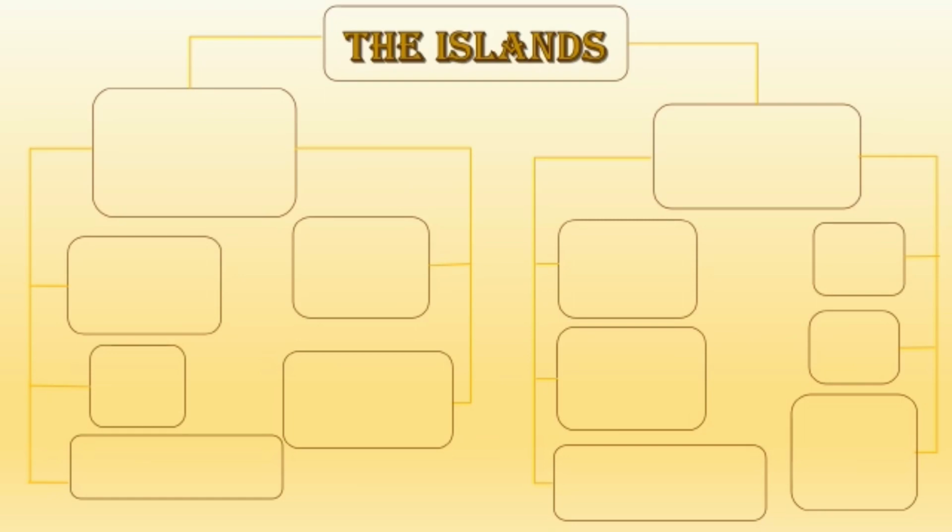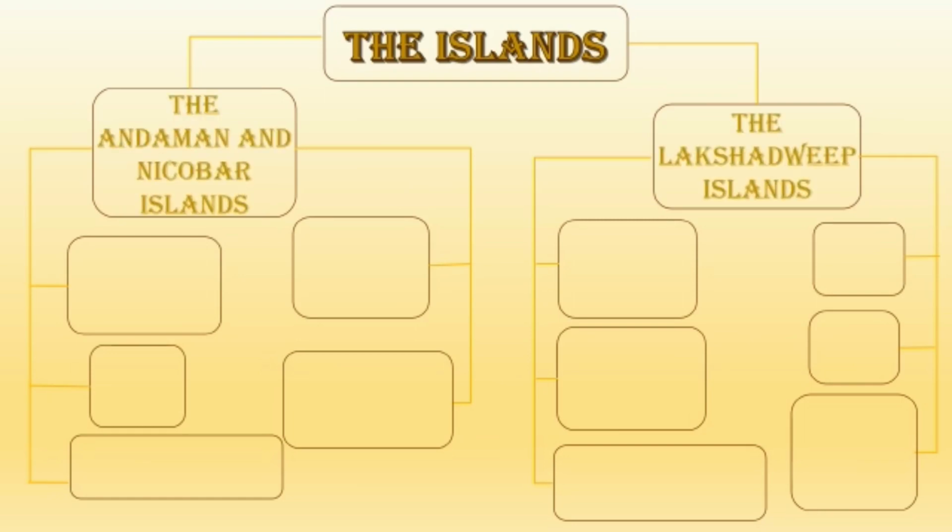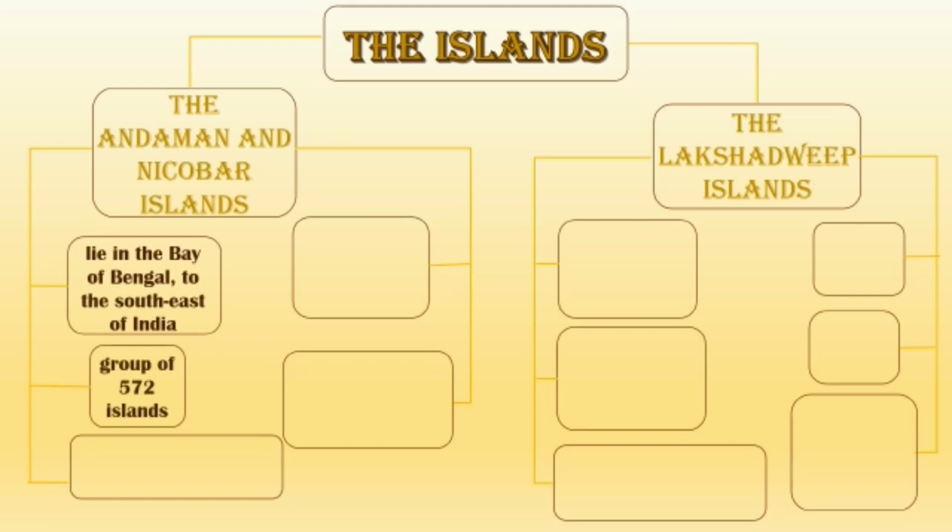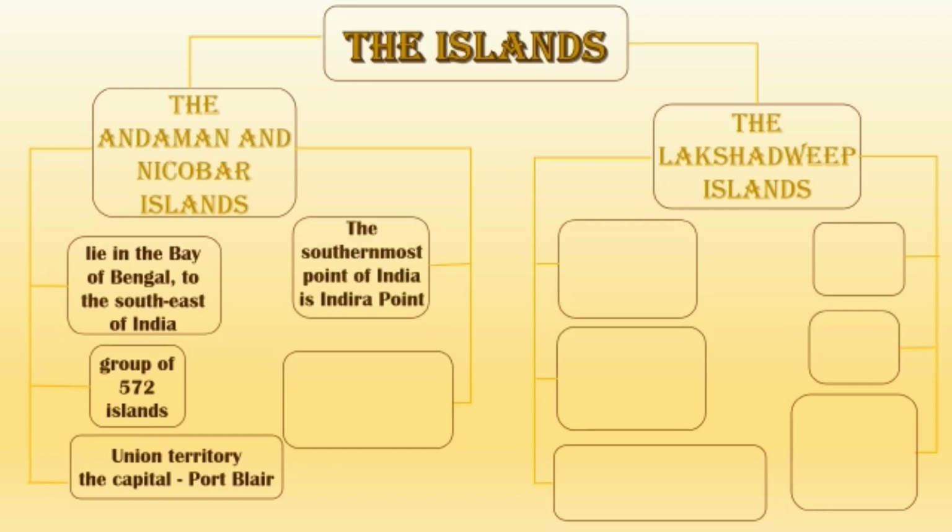The Andaman and Nicobar Islands and the Lakshadweep Islands are the two main island groups of India. The Andaman and Nicobar Islands lie in the Bay of Bengal to the southeast of India. They are a group of 572 islands. It is a union territory of India and the capital is Port Blair. The southernmost point of India is Indira Point. Havelock Island, Car Nicobar, Neil Island and Viper Island are some of the islands located here.